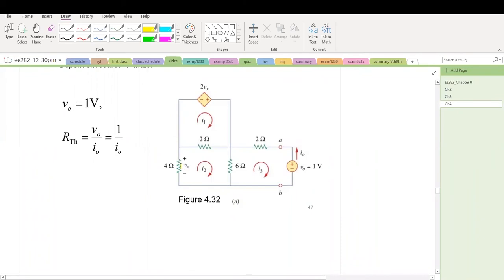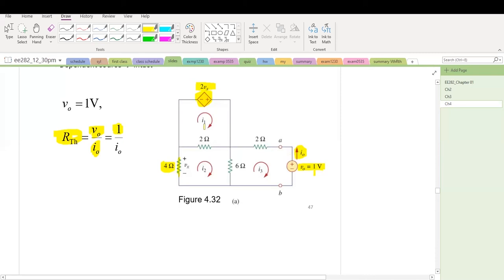So the variable Vx is still here, that's the voltage across this 4 ohm resistor. This is a controlled source. We didn't do anything about it. It's still 2Vx. And we add an external voltage source, which is 1 volt, and we define I naught in this direction, and RTH equals V naught divided by I naught. Because V naught equals 1, this equals 1 over I naught. So the question is to find I naught.